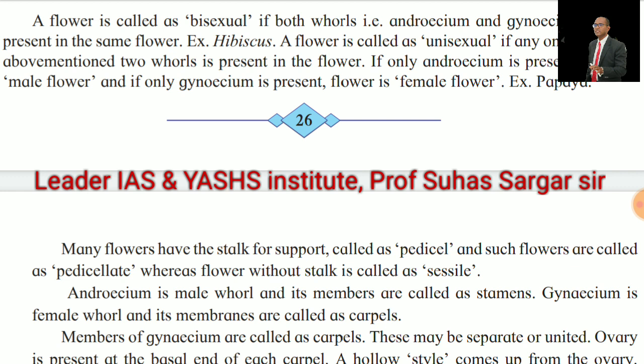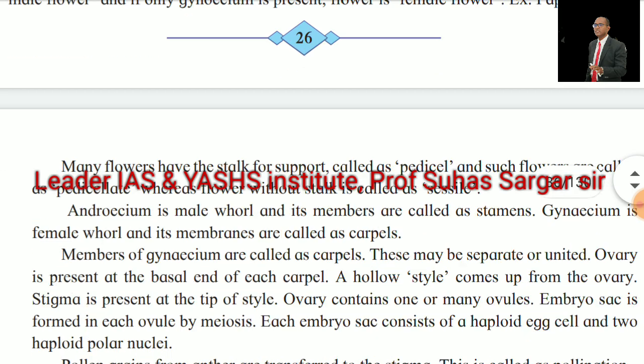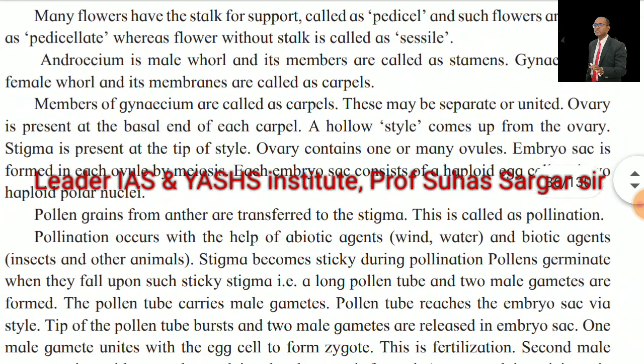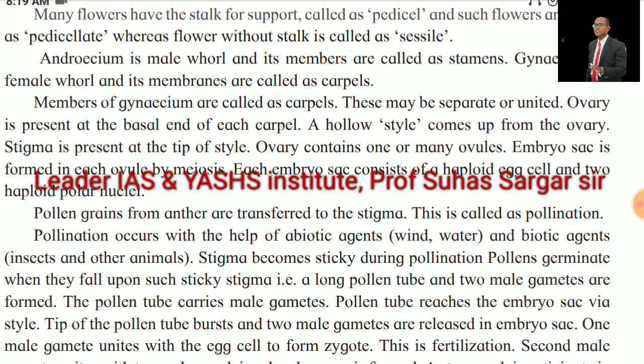A flower is called unisexual if only one of the above mentioned two whorls is present in the flower. If only androecium is present, it is a male flower. And if only gynoecium is present, the flower is a female flower. Example, papaya. Many flowers have a stalk of support called a pedicel, and such flowers are called pedicellate, whereas the flowers without the stalk are called sessile.